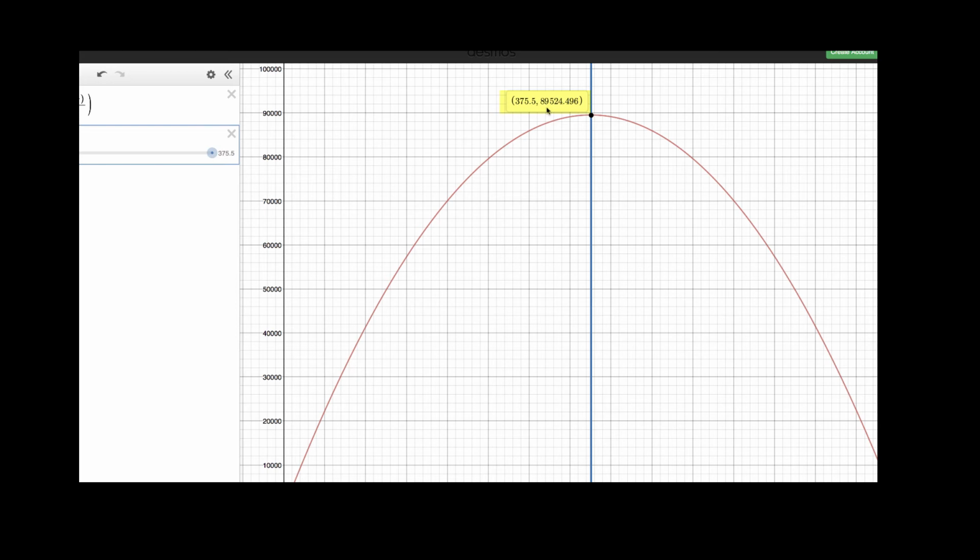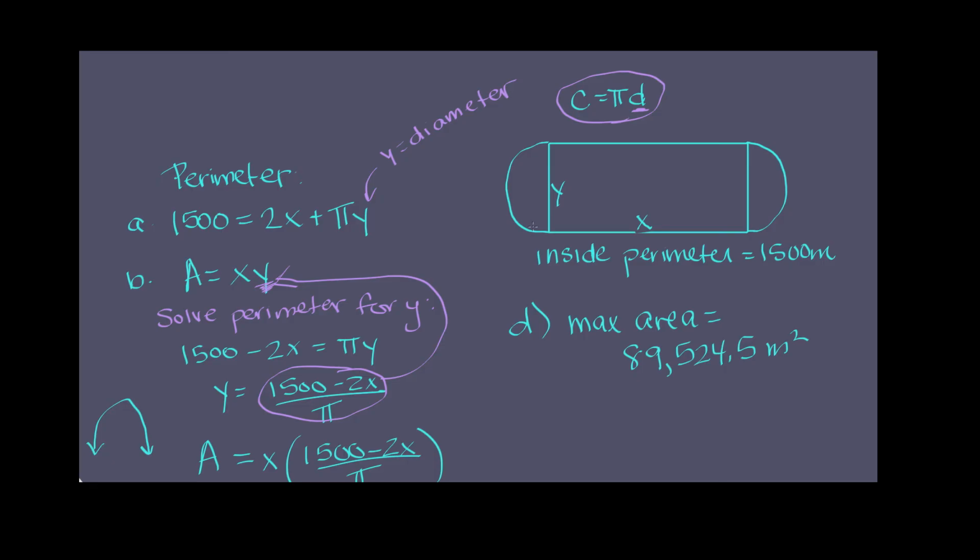89,524.5 roughly. So the maximum area of this football field is going to occur when x is 375 and when y, the maximum area, is 89,524.5. So again, that maximum area was 89,524.5 square meters. And then the dimensions that maximize the area of the field, well, we already know that the x dimension was 375, right?